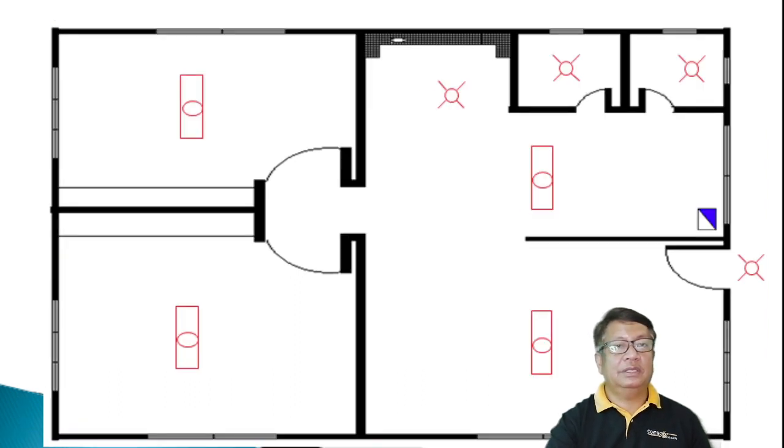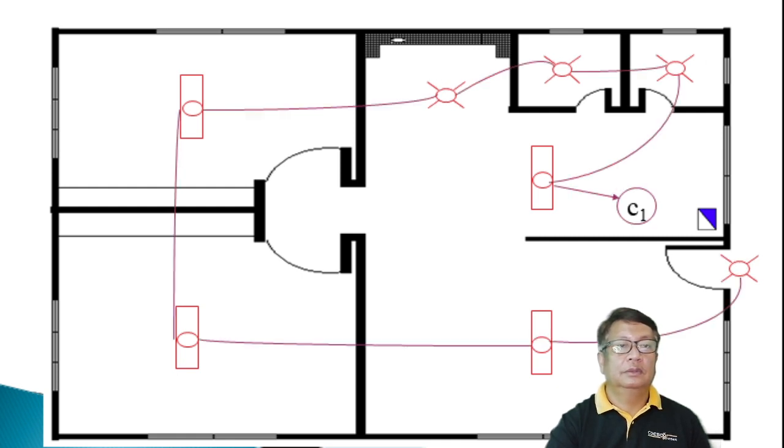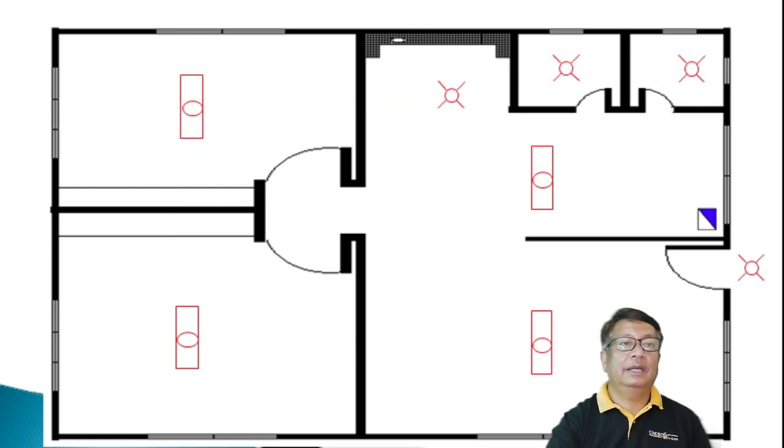So the next thing that you are going to do is try to locate first where we are going to place our panel board. In our design, we have the panel board here. It is rectangular in shape, then colored diagonally with blue.